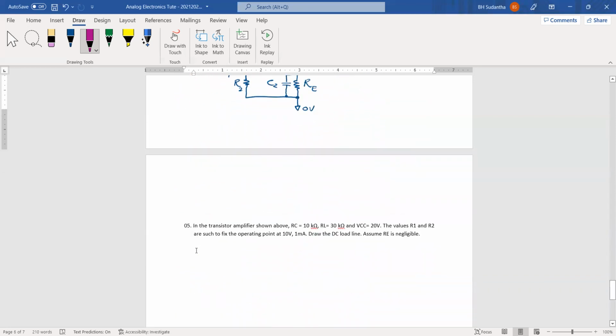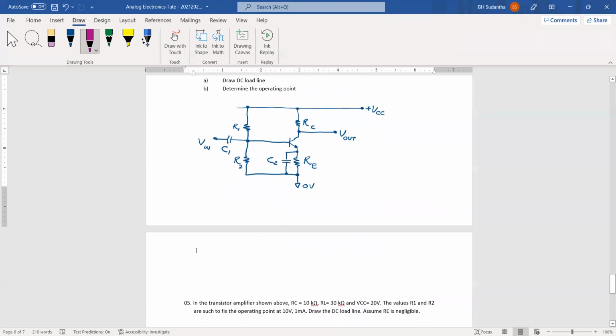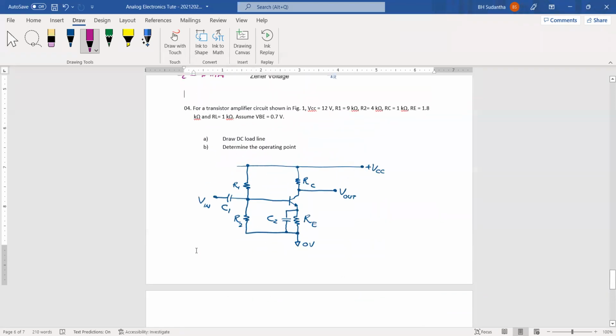Okay. Shall we discuss this one? For the transistor, we have discussed this similar type of question yesterday also. VCC is 12 volts and R1 9K, R2 4K, then RC 1K, RE 1.8K and RL 1K. We have to draw the DC load line and determine the operating point.